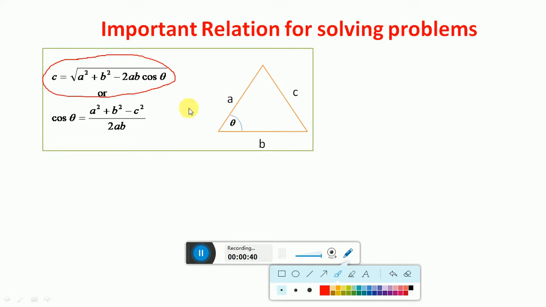Now in the second case, if we don't have angle theta and we know the side lengths of the triangle, we can find theta by this relation. So these are two important relations which will be used many times while solving problems for the instantaneous center method.